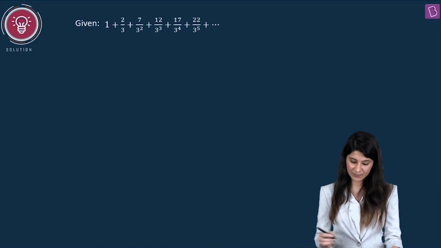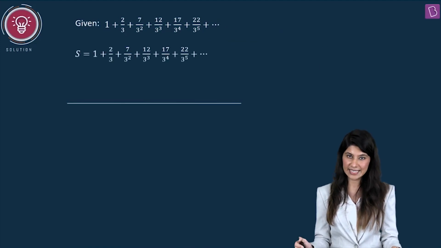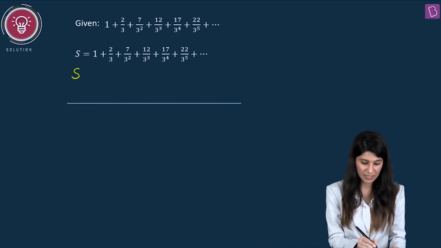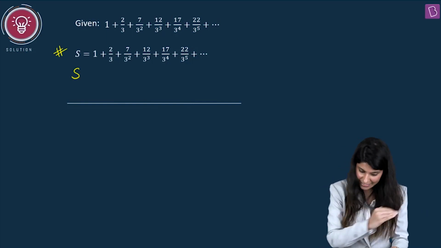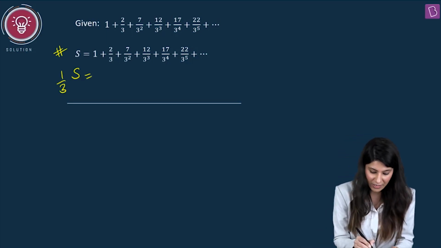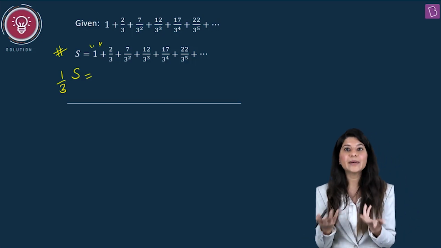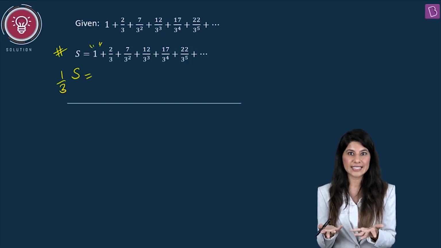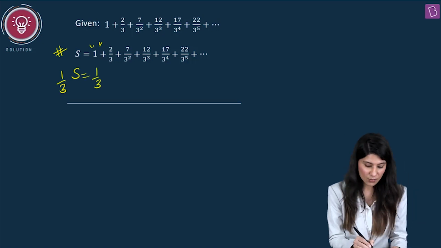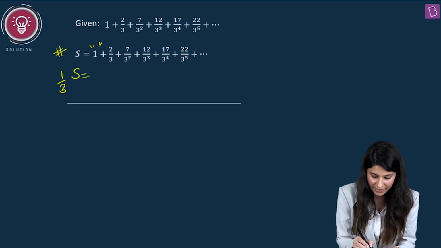How do we solve it? We take S equals to the complete series. Then in the next step, we multiply the common ratio in this equation. What is the common ratio? 1 by 3. Let's multiply 1 by 3 throughout. So, here we have 1 multiplied by the common ratio 1 by 3. What is this? 1 by 3. But I will not be writing 1 by 3 below this 1. In fact, I'll be skipping this and writing over here.